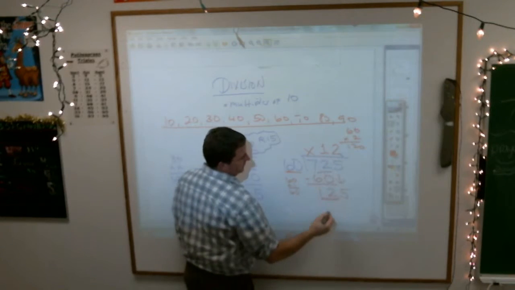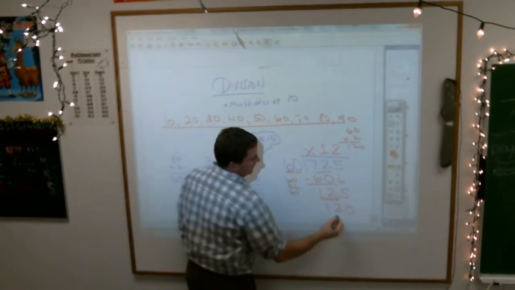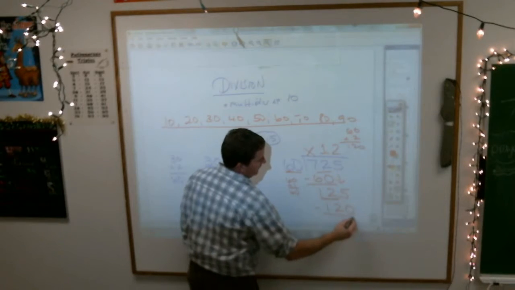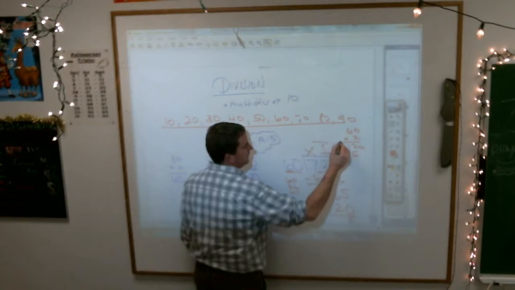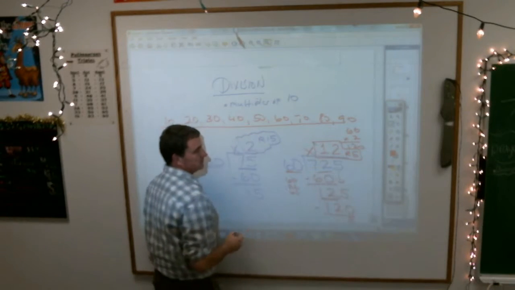I put my 2 down there. I get my 120. Do my subtracting. Is 5 an okay remainder? Sure is. So remainder 5 is the answer.